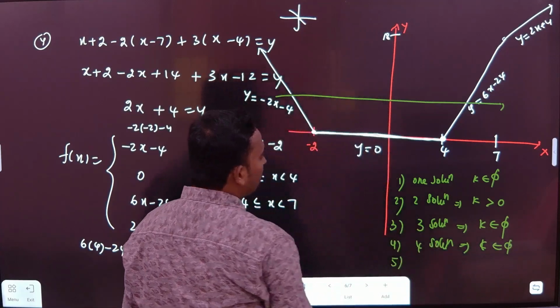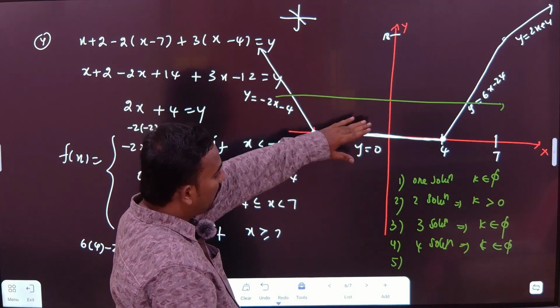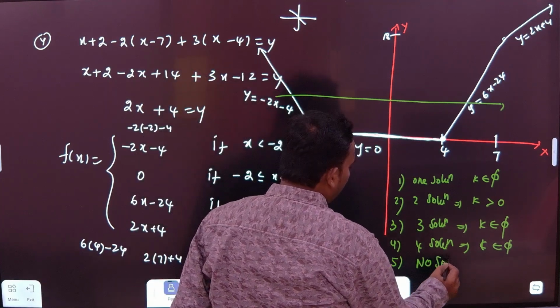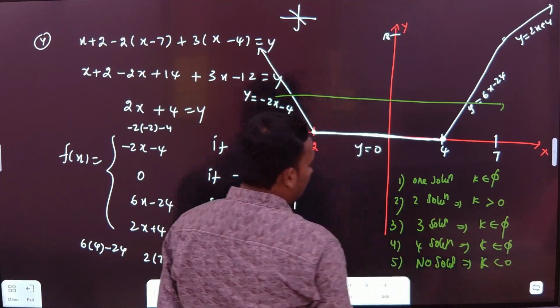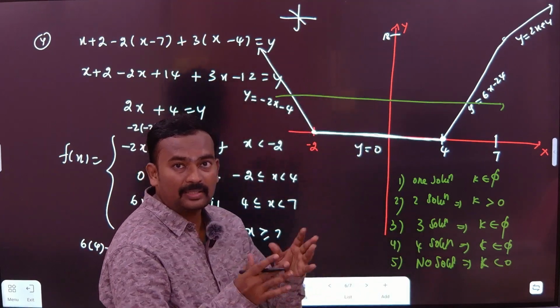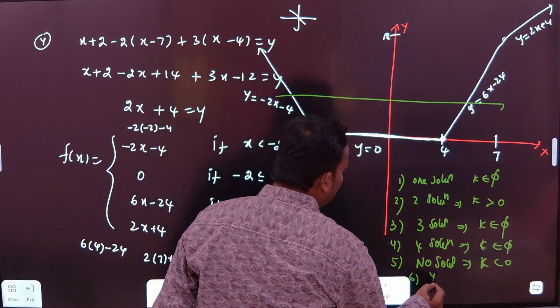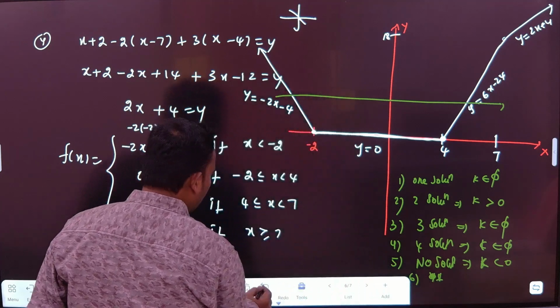So no solution, you can see where these graphs are not there. You can see when you take x less than 0, no solutions when k is less than 0. So when k is equal to 0 means what? y is equal to 0, right? That means infinitely many solutions, right?